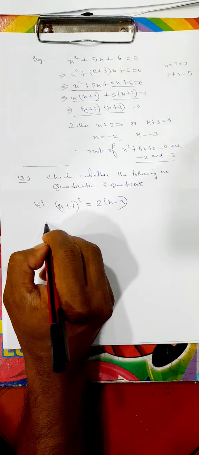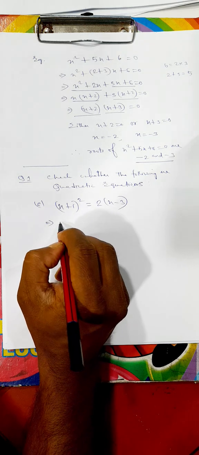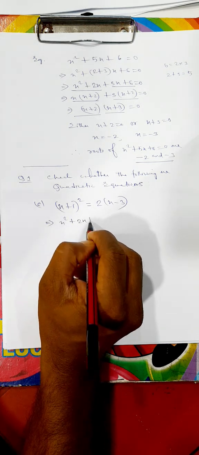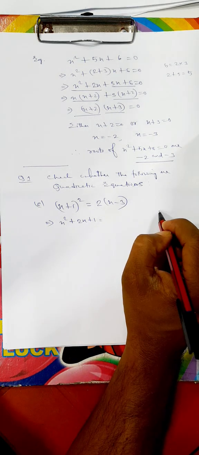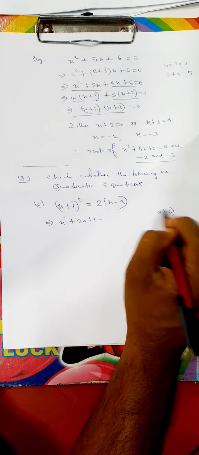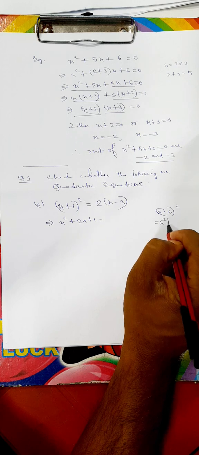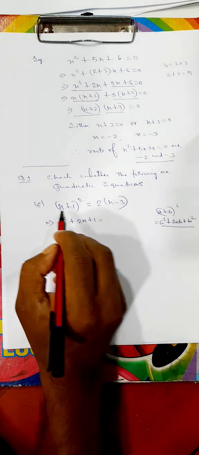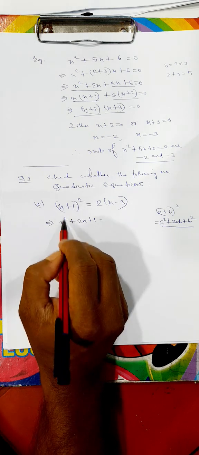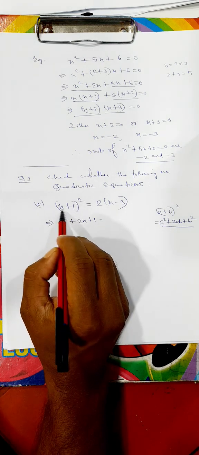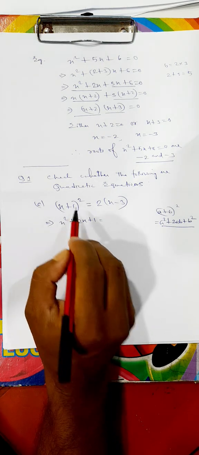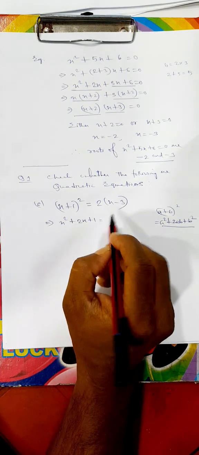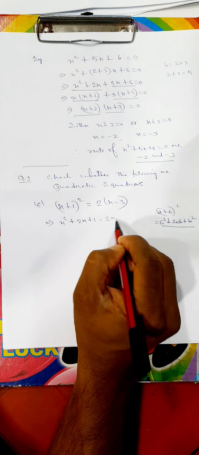Now if you simplify this becomes x square plus 2x plus 1. How? You know this identity, (a plus b) whole square equal to a square plus 2ab plus b square. Now we will compare this: a square, plus 2 into a into b, 2 into x into 1, 2x, plus b square means 1 square equal to 1. This becomes 2x minus 6.